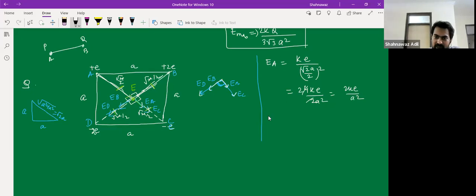A very difficult question for you. What is EC? Let's write EC. What is EC due to this point? Plus KQ by root 2A by 2 the whole square. And this is again the same, so this is 2KQ by A square.